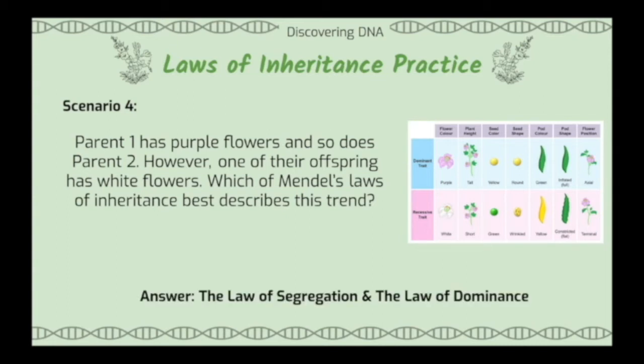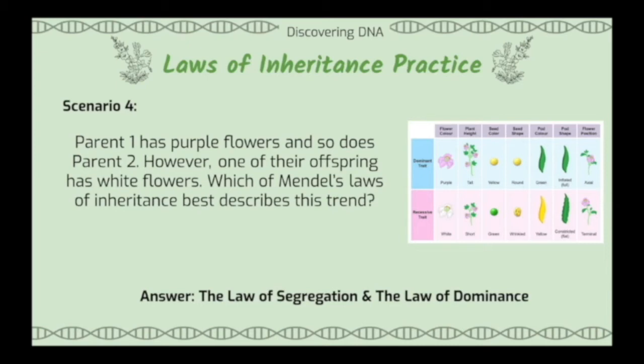The answer to this scenario is actually the law of segregation and the law of dominance. If the offspring has white flowers, then it must carry 2 recessive alleles. The offspring gets 1 allele from each parent according to the law of segregation, which means that both parent 1 and parent 2 must have had the recessive allele.